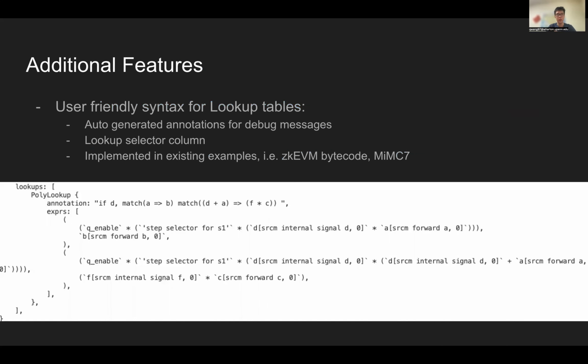In terms of the additional features, we enable additional user-friendly syntax for lookup tables, which includes the auto-generated annotations, as you can see from the graph for the annotation. And then we also have a lookup selector column, which enables or disables the lookup matching. That's a separate selector column from the global selector column of the entire circuit. And we also implemented the lookup table new features in the existing examples we have.